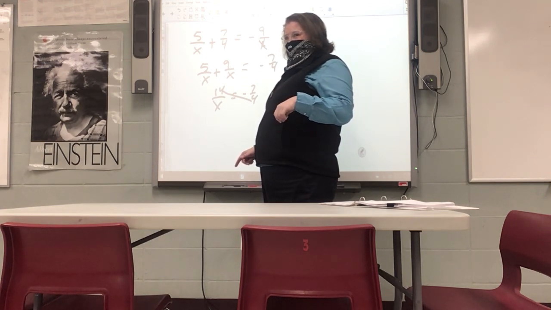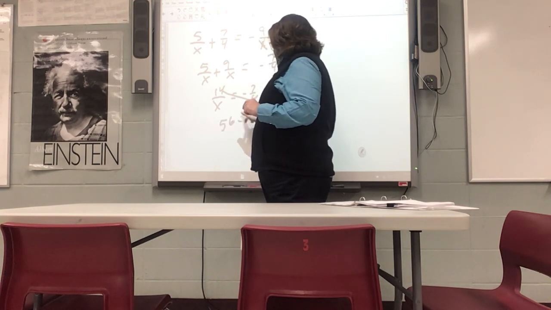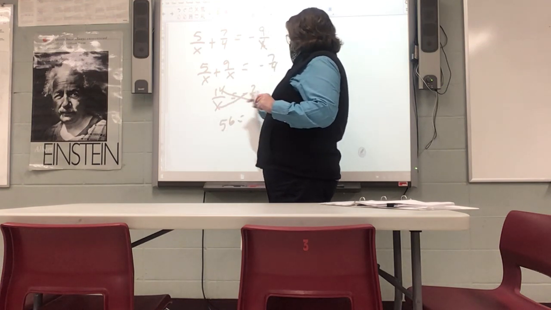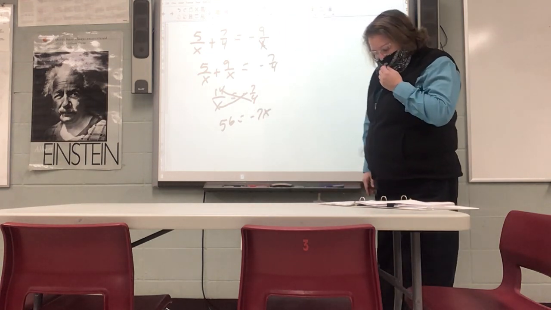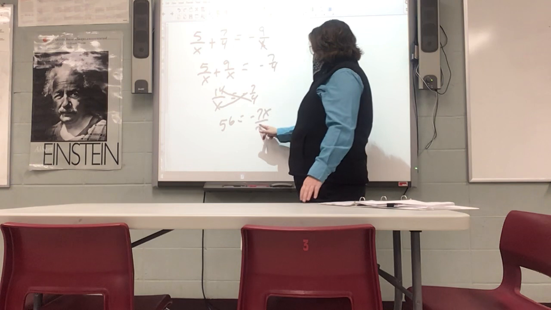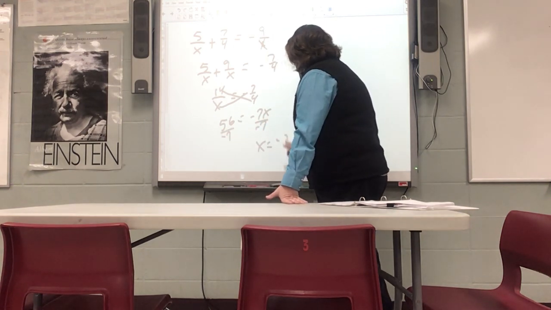56. It's easier to get out. And then that would be negative 7 times x. So divide by negative 7. And that's correct, negative 8 is the right answer.